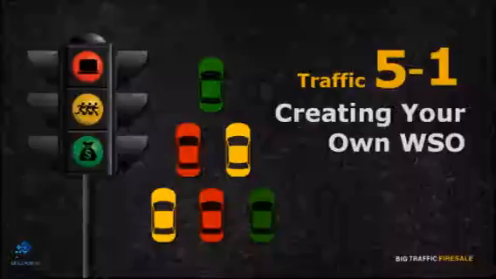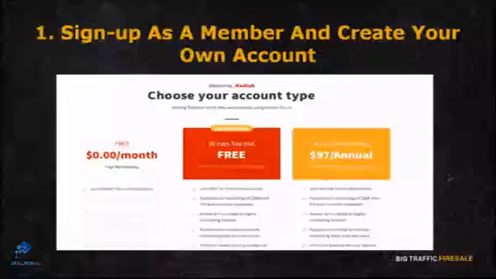Hi there. In this module, we'll discuss the steps on how to create your own WSO in the Warrior Forum. The first step to kickstart your offer is by signing up as a member of the Warrior Forum and creating your own account. When you've created your account and logged in, navigate to Create a WSO page by clicking on the Create Offer WSO in the top menu. The cost of creating an offer is a fixed price of $20.